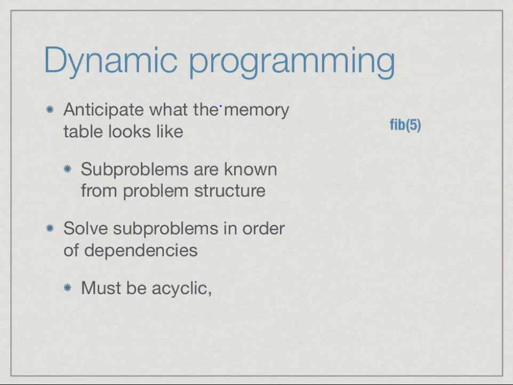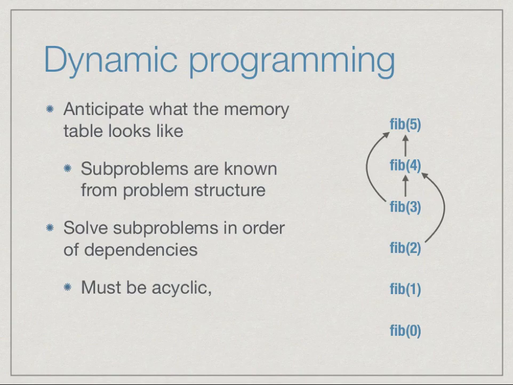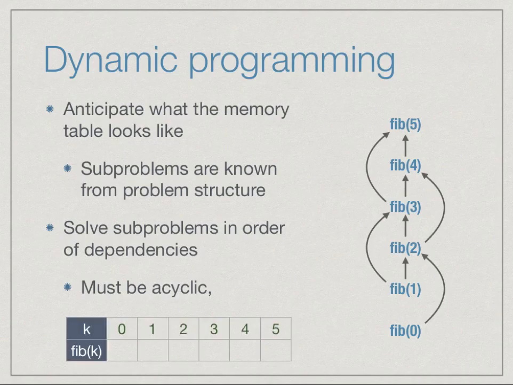So if we look at the subproblem for Fibonacci of 5, for example, it says that it requires all these subproblems, but the dependency is very straightforward. 5 depends on 4 and 3, 4 depends on 3 and 2, 3 depends on 2 and 1, 2 depends on 1 and 0, and 0 and 1 have no dependencies. So we can start at the bottom and then work ourselves up.